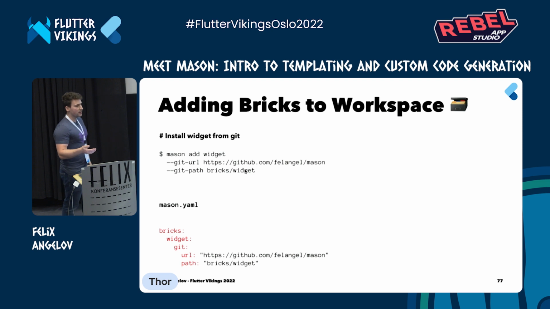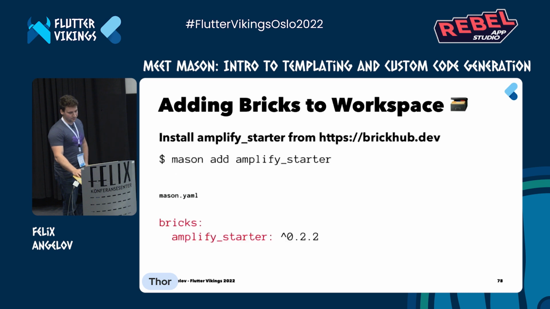You can also specify a git ref if you want to pass a commit or a tag. That's also exactly like you would expect with pub.dev. And again, it'll install that brick and then update the mason.yaml. And lastly, the simplest way is if you find what you like on BrickHub, you can just say mason add the name of the brick. That will find the newest version on BrickHub, resolve it, and then update your mason.yaml.